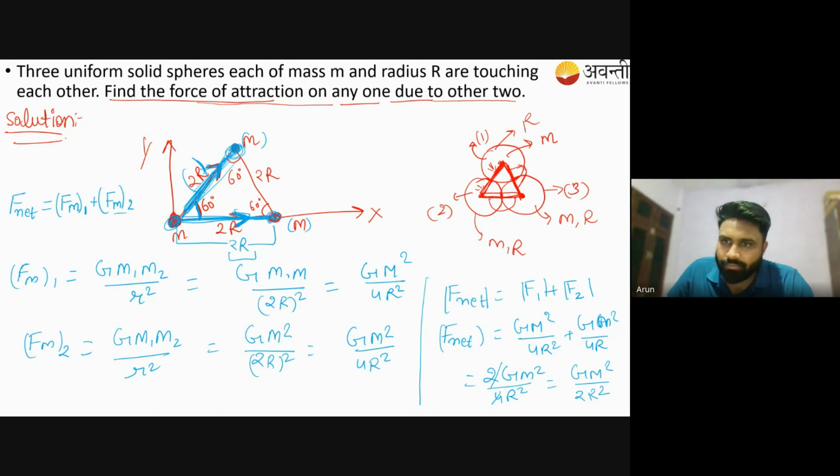Do not do this to yourself. So be attentive. Just like today you are present, always be present like this. Do not miss these concepts because gravitation plays a very important role in JEE Mains and NEET also. Got it? So be attentive, be prepared, be confident. You are the aimers.